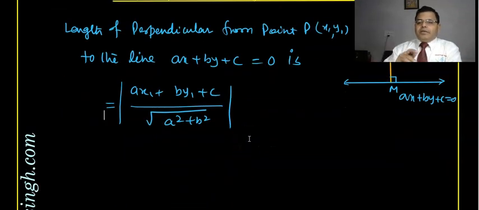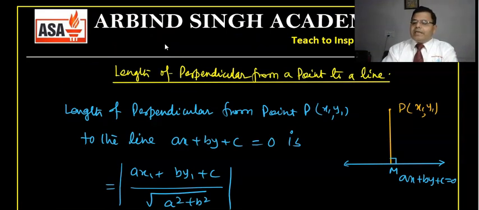You can find this formula by solving the equations and finding the coordinates of M, and then you will be able to find the length of perpendicular from point P to the line. Remember, the slope of this line can be determined, and if you find the slope of the line, then the slope of any line perpendicular to it can also be determined. Since the slope is determined, we can find the equation of the line PM because it passes through (x1, y1). If you get the equation of line PM, and the equation of this line is given, then solving them simultaneously gives the point of intersection, that is M. And if you calculate M, then you can find the distance PM by using the distance formula.